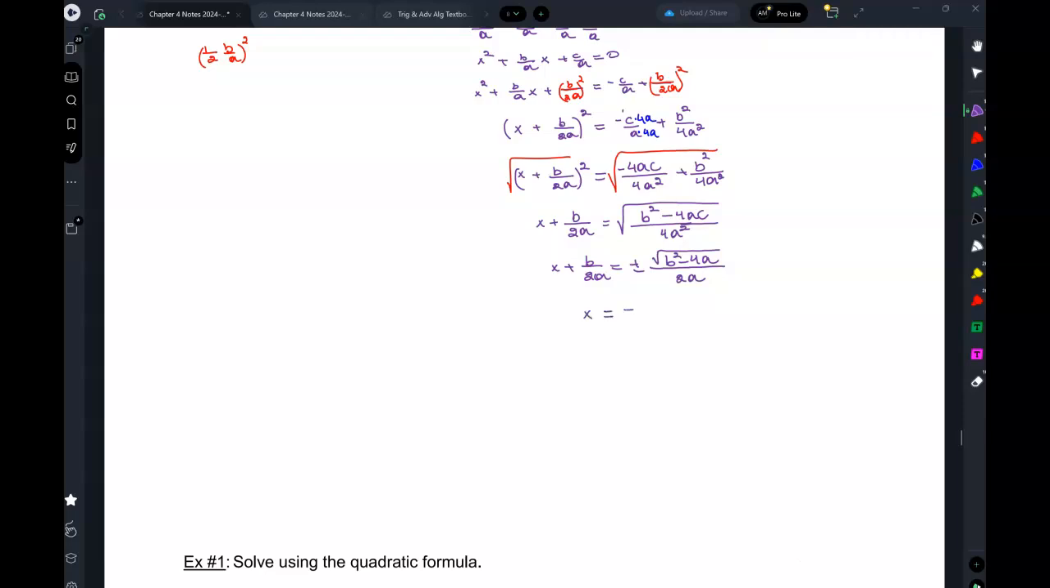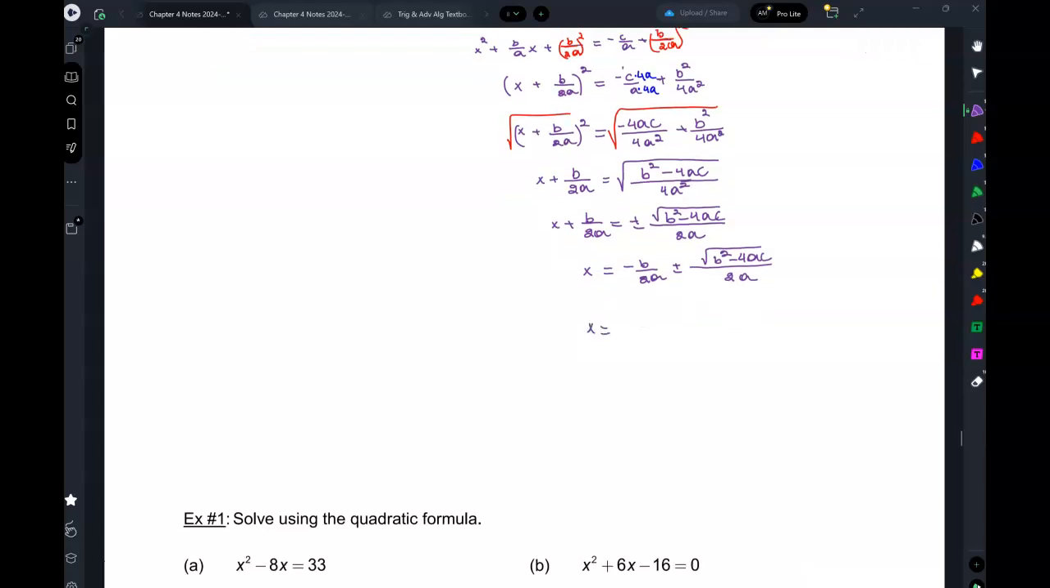So let's just solve for x. x equals negative b over 2a plus or minus the square root of b squared minus 4ac over 2a. But now let me just write it in one fraction. Negative b plus or minus the square root of b squared minus 4ac, over 2a. Oh my God, that is the quadratic formula. Hang on. Do you see where it comes from?